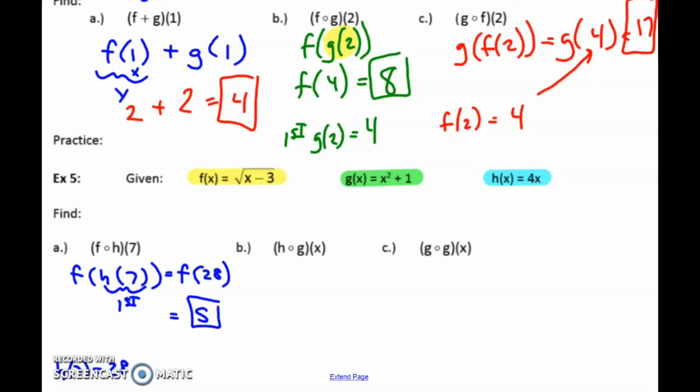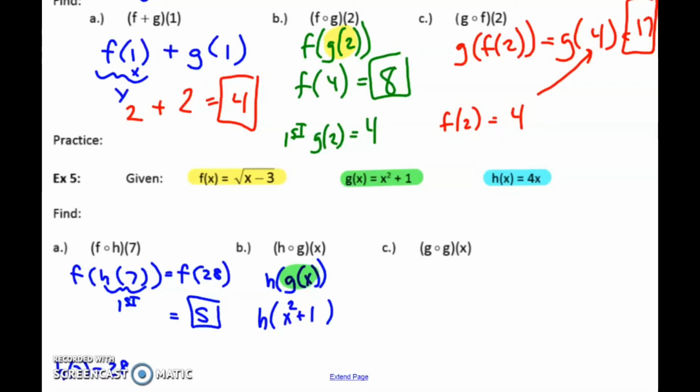H of g of x. And again, these are a little bit confusing when we have the x's in there. Basically, I'm going to take this g of x. I've got to use the green function from up above. I'm going to put it right in here. But notice our function notation. I still have function h, and I've got parentheses. But I'm going to replace the g of x with x squared plus 1.